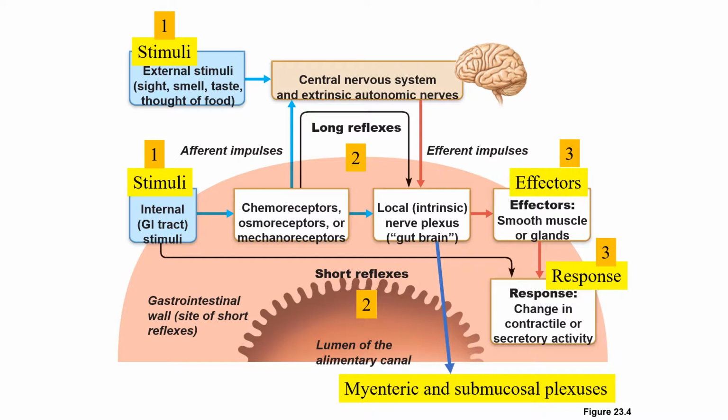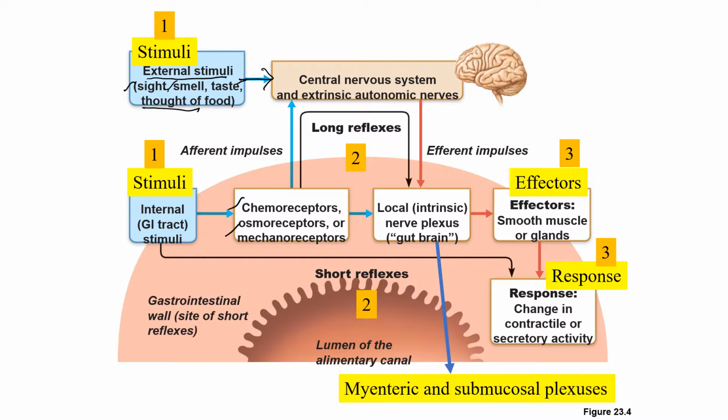Remember, the first step is stimuli. The stimuli are going to be detected by chemoreceptors and mechanoreceptors within the GI tract. But remember that there are also external stimuli that can affect the GI tract, things like sight of food, smell of food, taste of food, the thought of food. These kinds of stimuli stimulate the central nervous system.